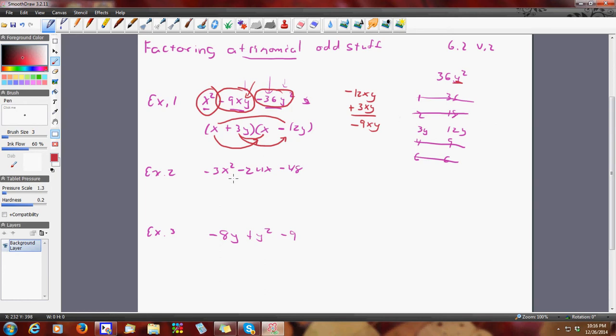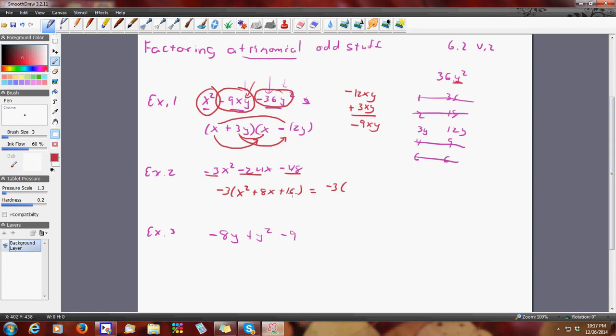This one looks very awful. But here's the thing. I noticed that this has a negative 3, this is a negative 24, and this is a negative 48, which means I can factor out a negative 3. And if I do that, I get x squared. This becomes a positive 8x, and this becomes a positive 16. Well, that's much, much, much nicer.